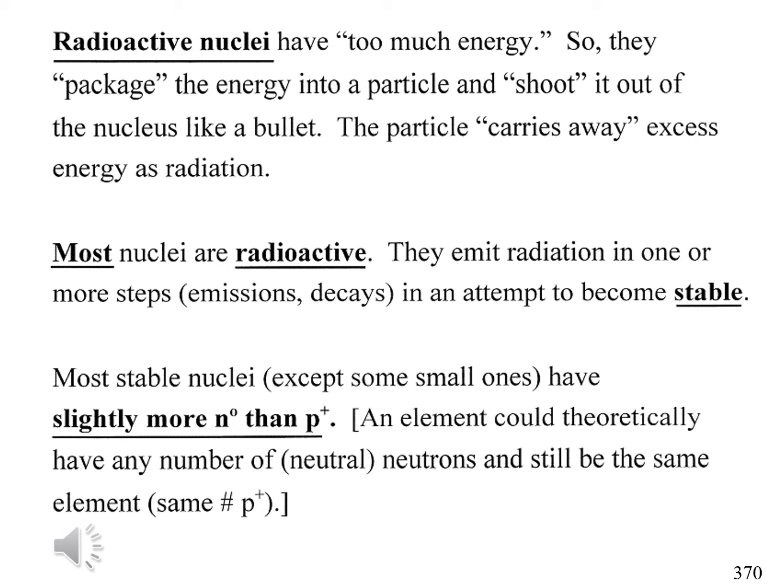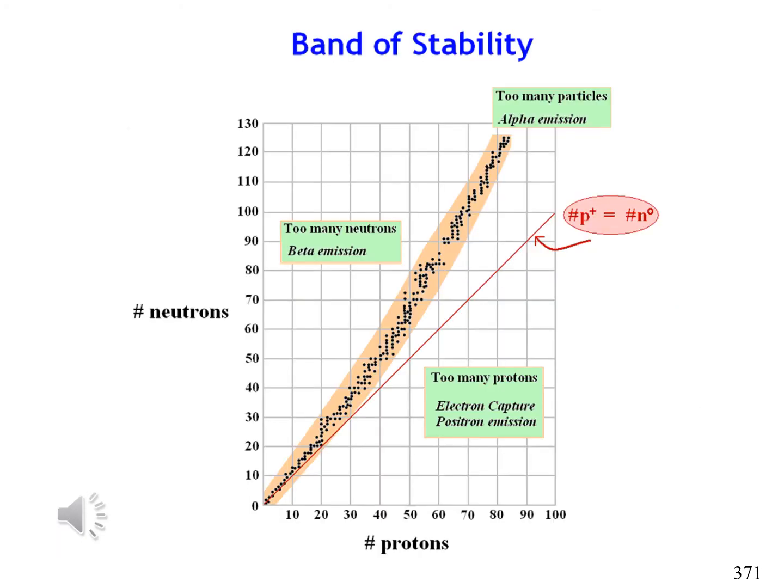What people have found is that in stable nuclei, they have slightly more neutrons than protons in most of them. The graph I'm showing here is what's called the band of stability. If you plot the number of protons versus the number of neutrons in an isotope and put a black dot where the stable ones are, that's the band where the stable elements are.